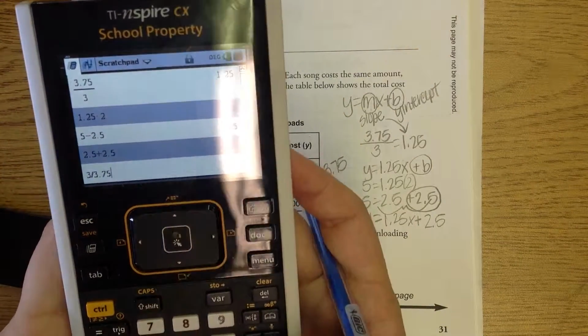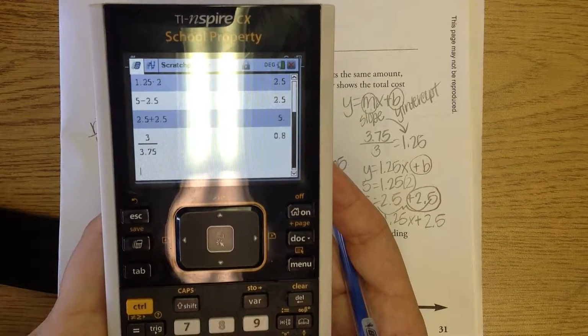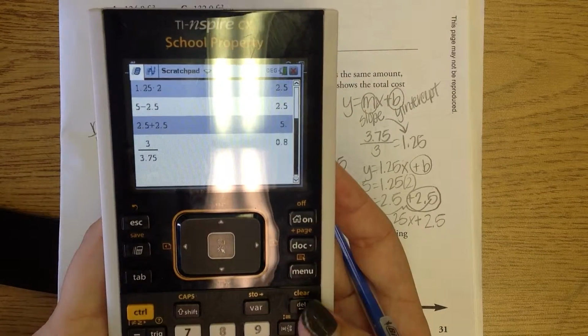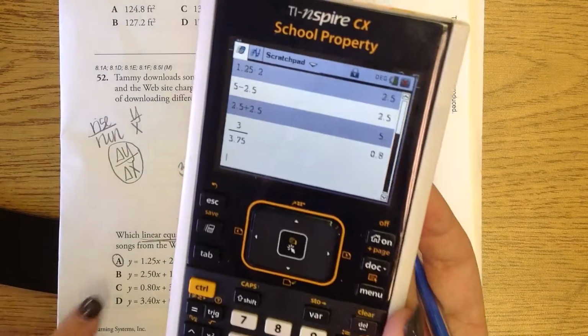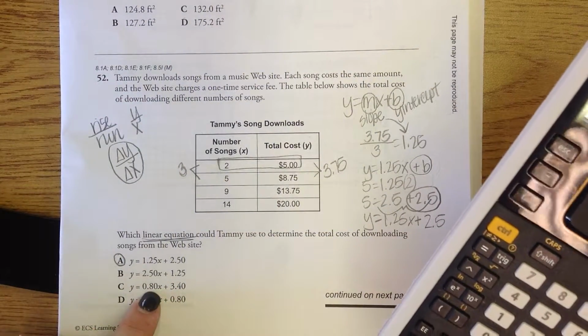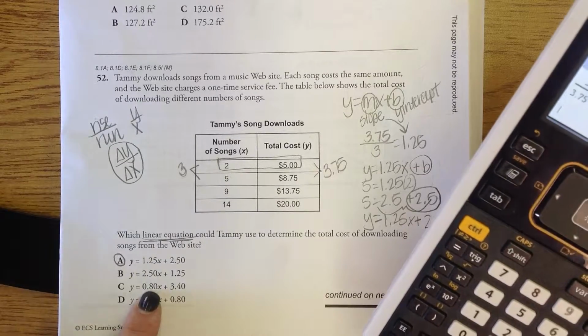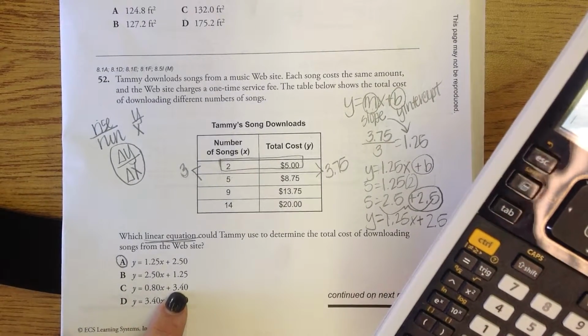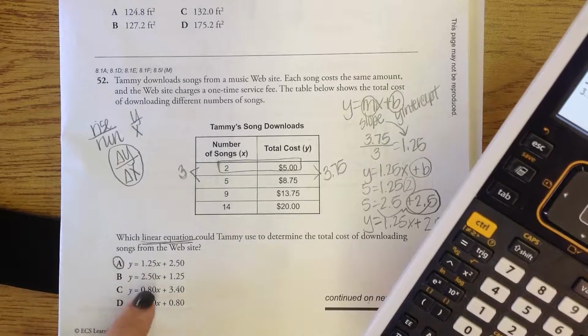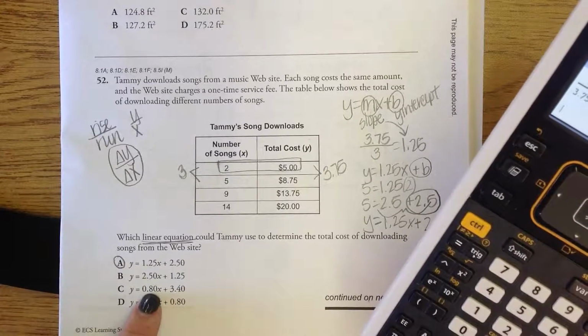Divided by 3.75. Oh, and look at that. We would have gotten a slope of 0.8. That looks like answer option C. I wonder if that would have also given us the magic b of 3.4 if we would have used that slope to solve for the magic b.